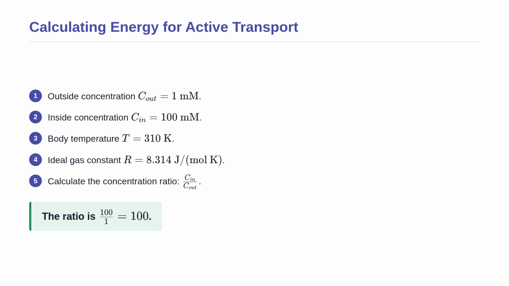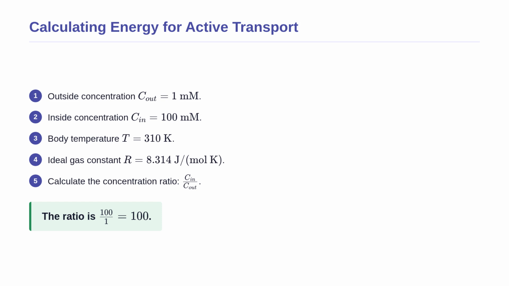Let us apply this thermodynamic formula to a real cellular problem. Imagine a cell needs to pump an uncharged nutrient molecule into its cytoplasm. The concentration of this nutrient outside the cell is just 1 millimolar, but inside it is already much higher at 100 millimolar. The body temperature is 310 Kelvin, and the ideal gas constant is 8.314 joules per mole Kelvin. We need to calculate the free energy change required to transport 1 mole of this nutrient.